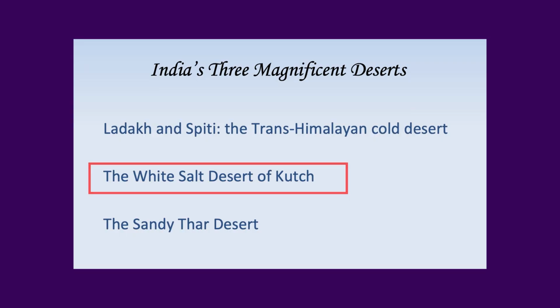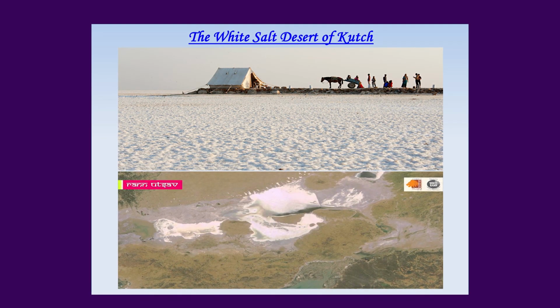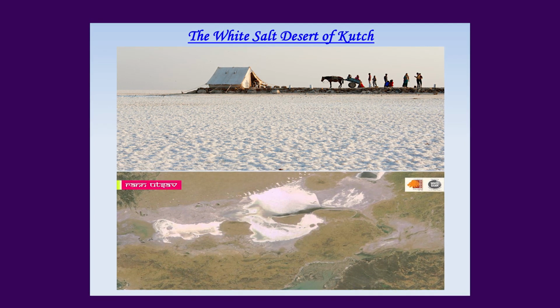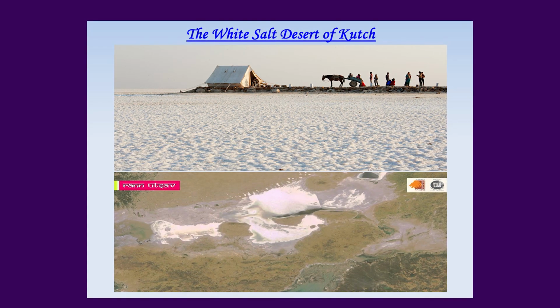The second one is the white salt desert of Kutch. The Great Rann of Kutch is also known as the world's largest salt desert, located in the Kutch district of Gujarat. The white salt desert of Kutch is dead land but a beautiful home for rich and amazing wildlife, along with the festival called the Rann Utsav and unique handicrafts. The salt desert of the White Rann is one of the most attractive and popular tourist destinations in Gujarat.